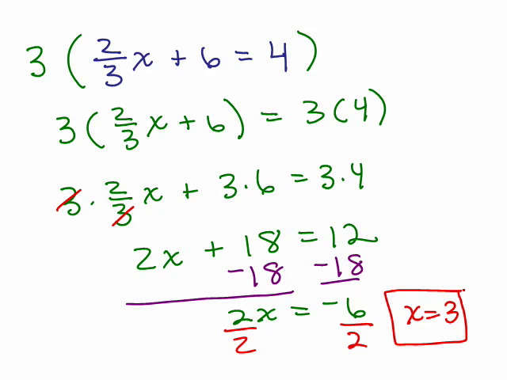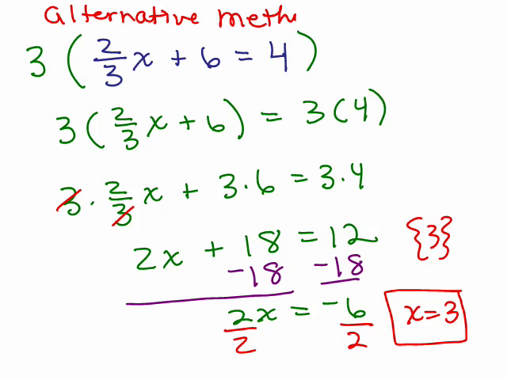which is what we got using the first method. The check will look exactly the same. But here's another way of getting the solution of negative 3. Okay, so this is just an alternative method to eliminate fractions.